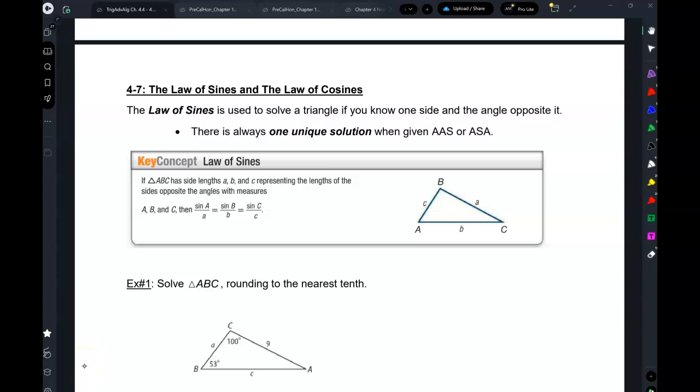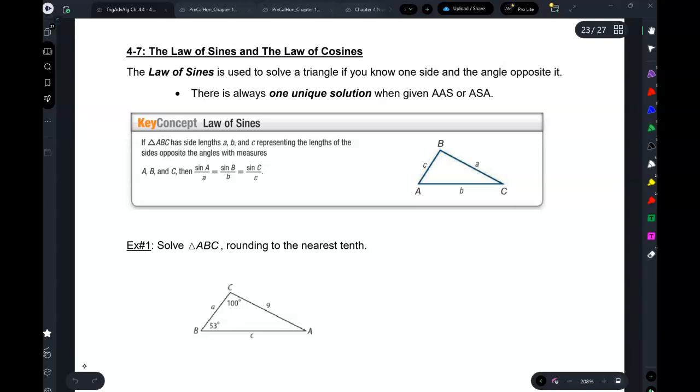What we're going to start off with in this lesson is law of sines. What can we use this for? You can use it to solve a triangle, but there is a condition. You can use this if you know one side and the angle opposite to it. That's when you can use law of sines.